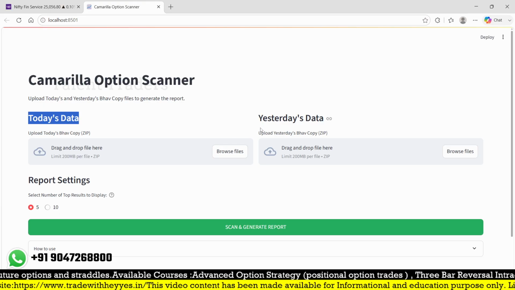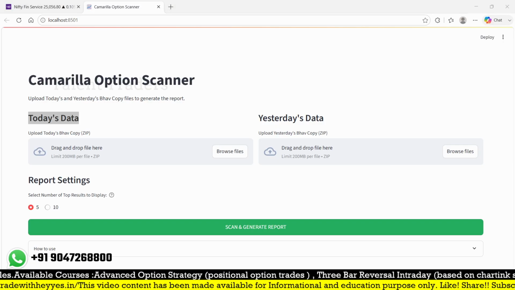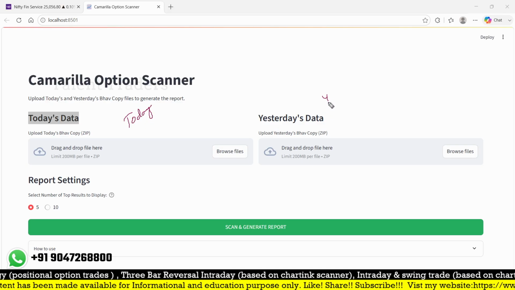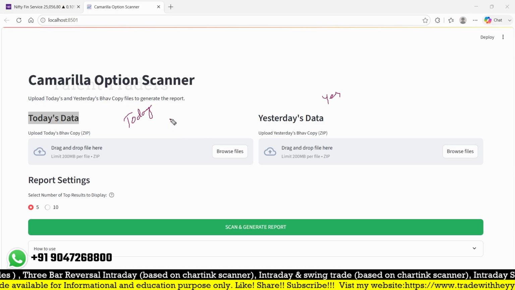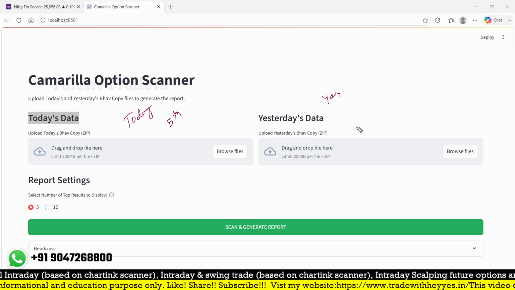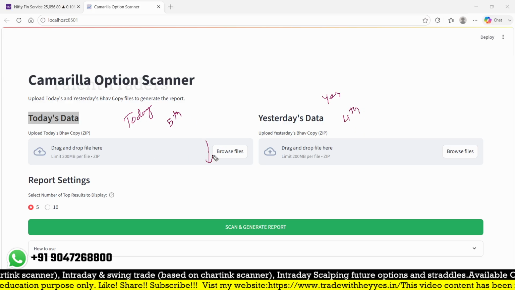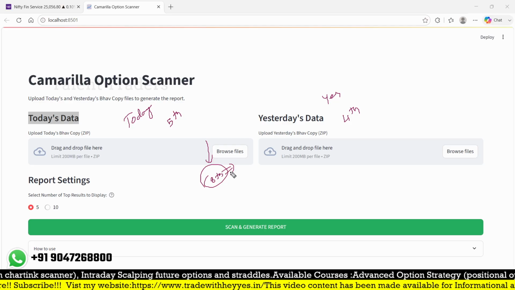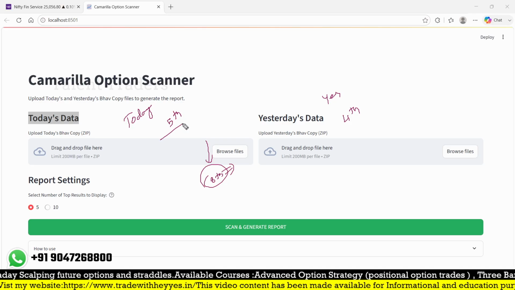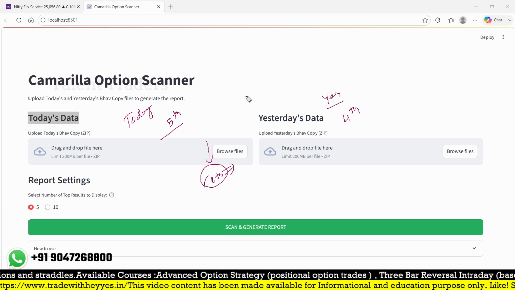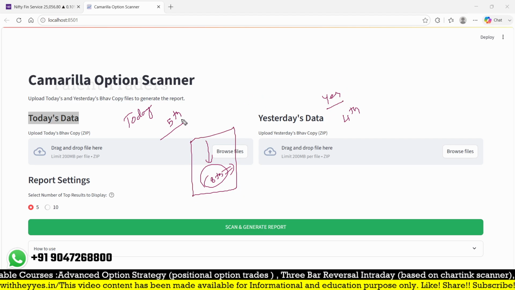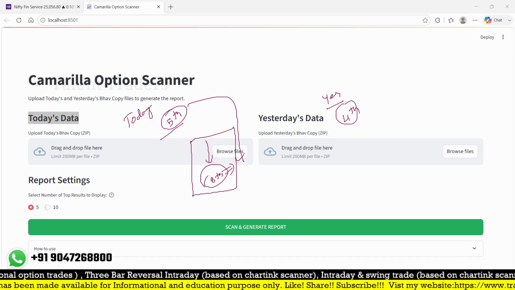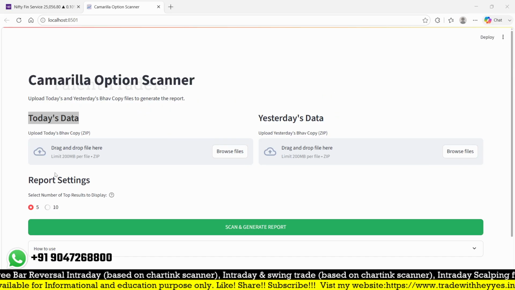For example, if I want to calculate for tomorrow, the market is already over today, so we have to upload today's data and also yesterday's data. Let's assume you are uploading the 5th, then you have to upload the 4th, and the data will be generated for the next Monday, around the 8th. So there is no confusion: today means the latest data, yesterday means the one before, and today the market is over. If you use today's data and yesterday's data, that would be for the next day.